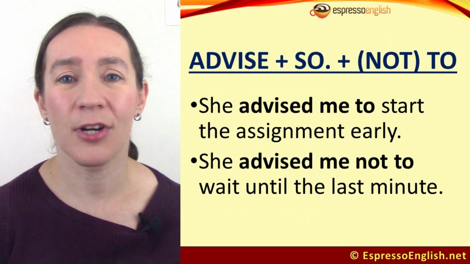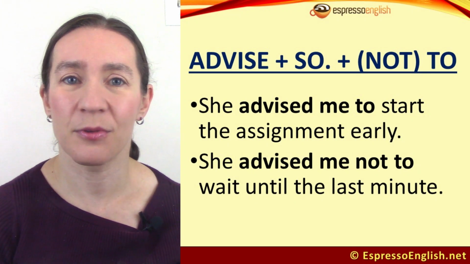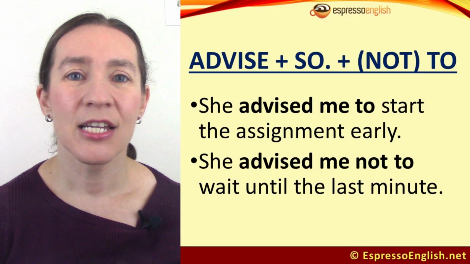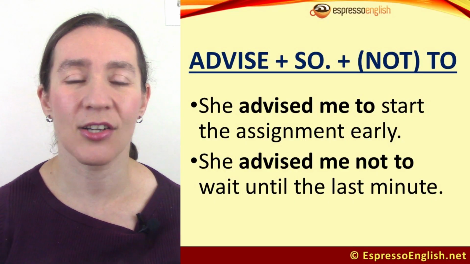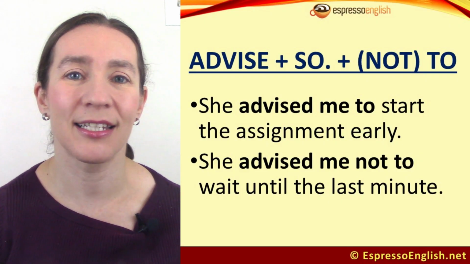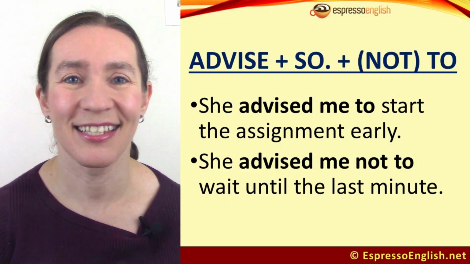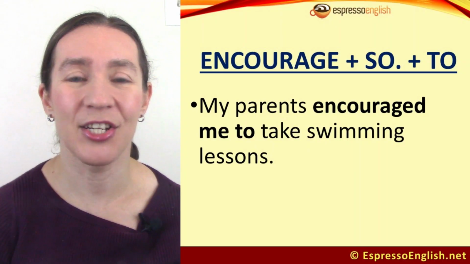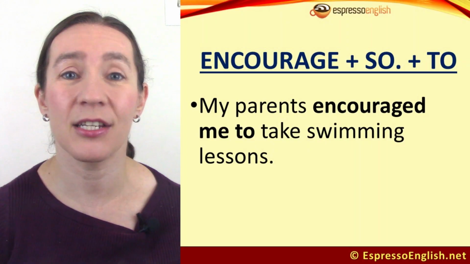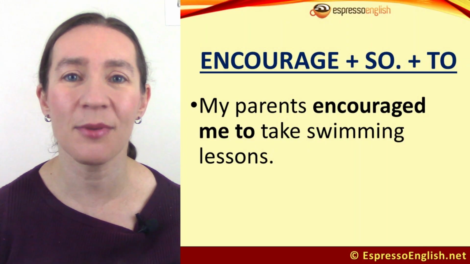We also use the verb advise for giving advice. So remember, advise is pronounced with a Z sound and advice is pronounced with an S sound. She advised me to start the assignment early. Or she advised me not to wait until the last minute. After advised, we have a person who receives the advice. Next, we've got encourage in the structure, encourage someone to do something. So we usually use it for suggesting positive things. My parents encouraged me to take swimming lessons.